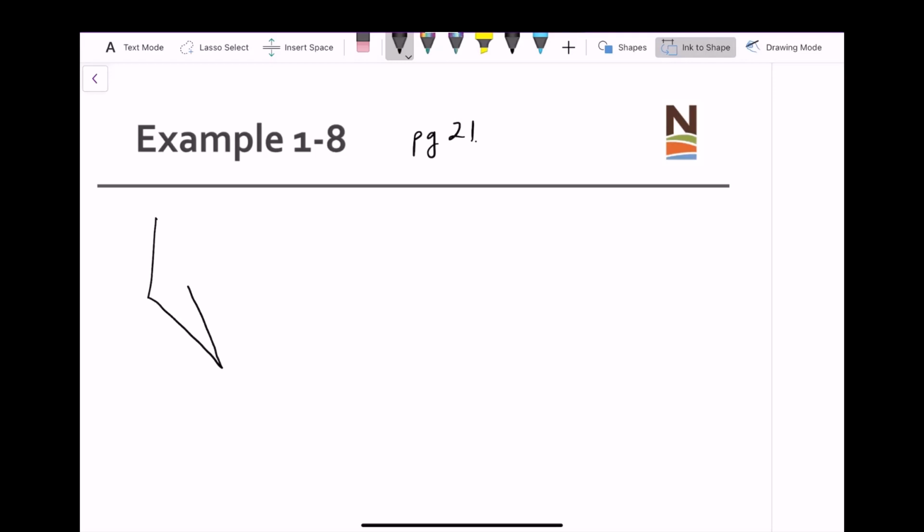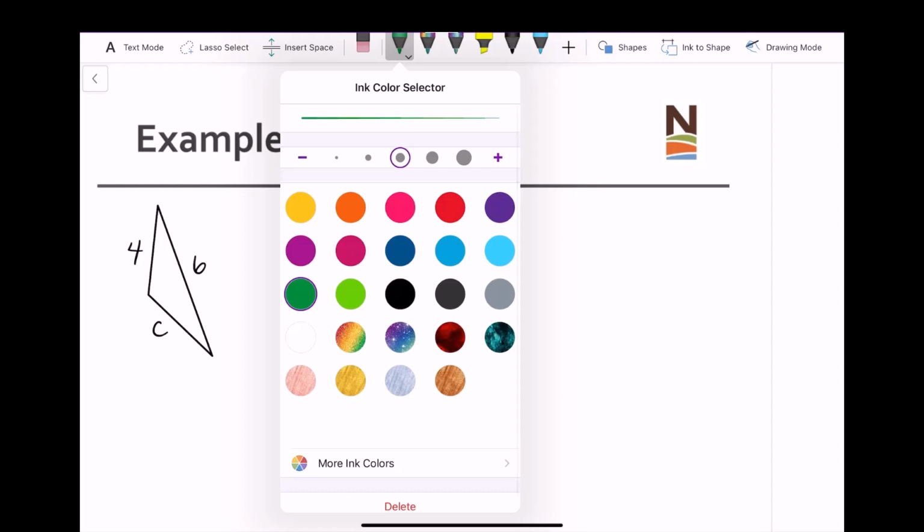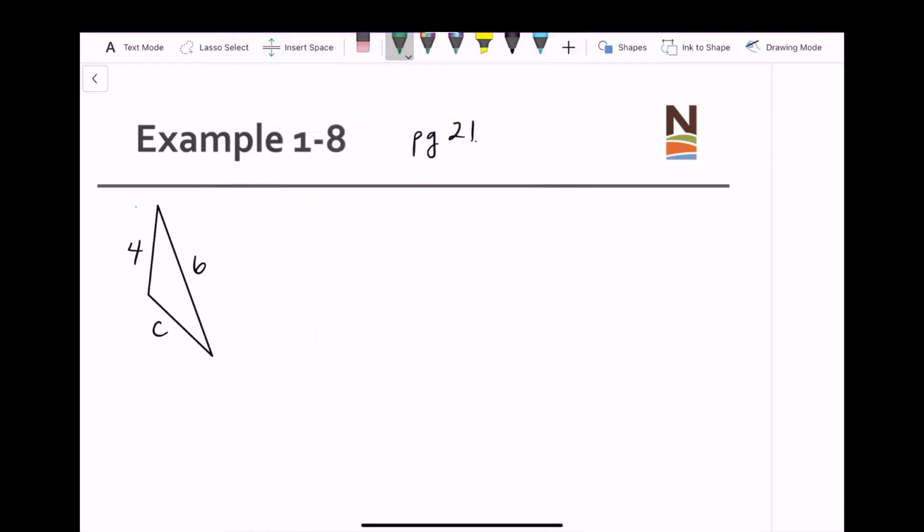So in this problem, we have a triangle that looks something like this, where we have 4 feet on the side, we have C, and we have 6 feet here. And then inside, we have an angle of 20 degrees, but we don't have the other 2 angles. Okay, so what we want to do in this problem is we need to solve for C and for theta.